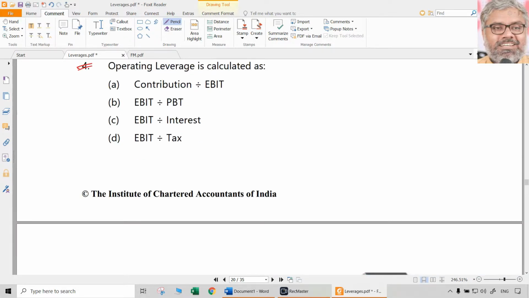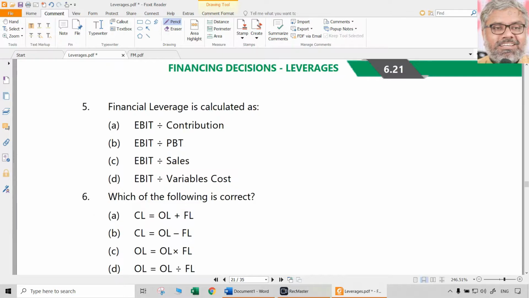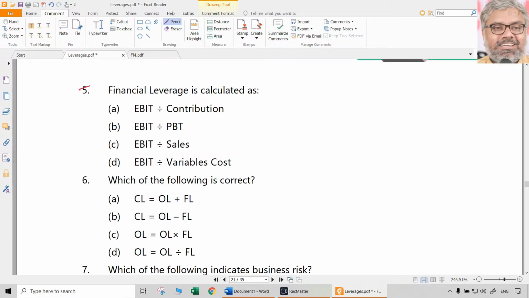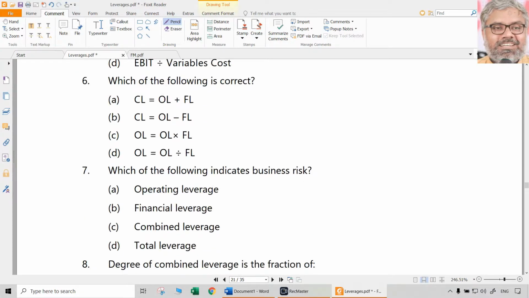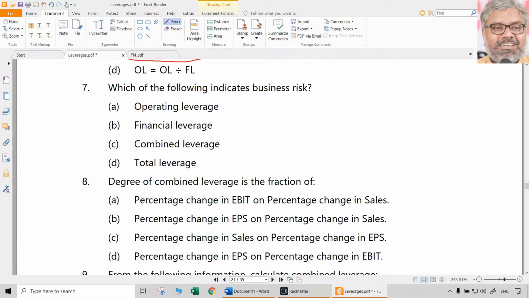Fourth question, direct question. Operating leverage is calculated as what? Contribution divided by EBIT. So A is the correct answer. Fifth question, financial leverage is calculated as what? EBIT by EBT. That is this B. PBT, EBT both are same. So EBIT by EBT is the financial leverage. Which of the following is correct? Combined leverage is equal to multiplication of operating leverage and financial leverage. So for sixth question, C will be the correct answer.